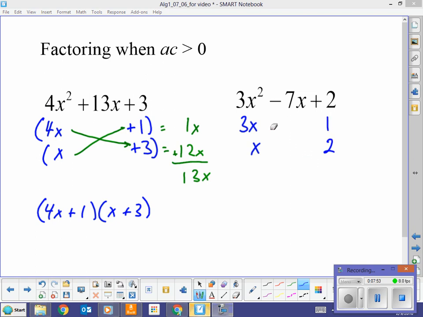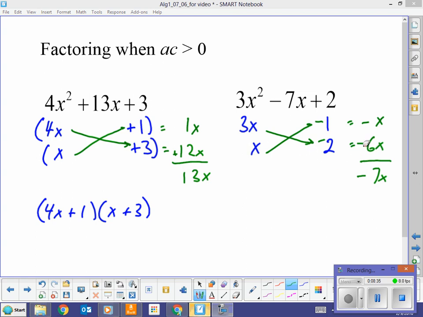Try it this way. So if I multiply this way, I'll have 6x. This way, I'll have x. Okay, let's talk about positive and negative numbers here. In order for me to get this to add up to be a -7x, this has to be a -6x, this has to be a -x. How do I make that happen? Well, 3x, this is positive, these are positive, right? 3x times -2, x times -1. Okay, so that's going to work for us.